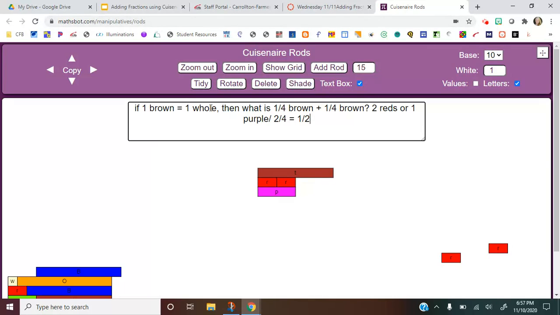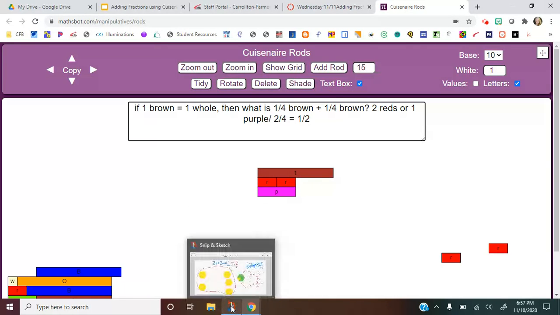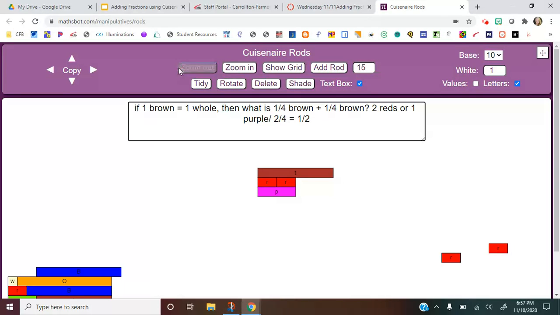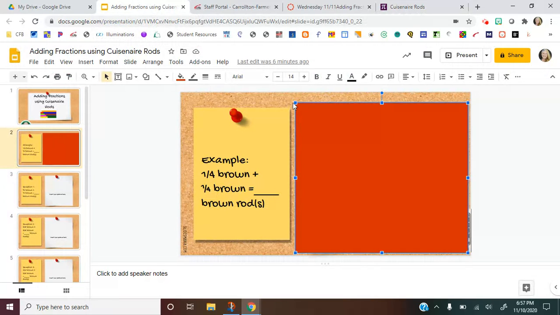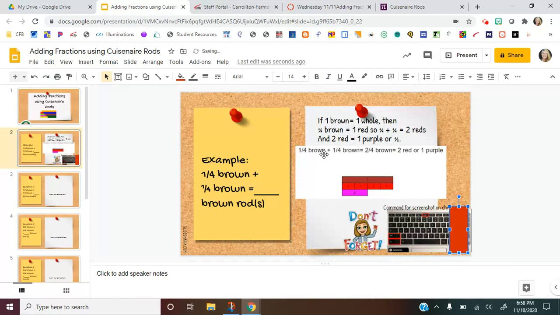All right, and when you screenshot it again, you're going to press Control, Shift, and then the movie camera, and then you're going to embed it in your slide. And underneath here, I've already done that. So I grabbed it. 1/4 of a brown plus 1/4 of a brown equals 2/4 of the brown, which is 2 reds or 1 purple. And then I also gave you a little reminder about how to screenshot down here. So I hope that helps.